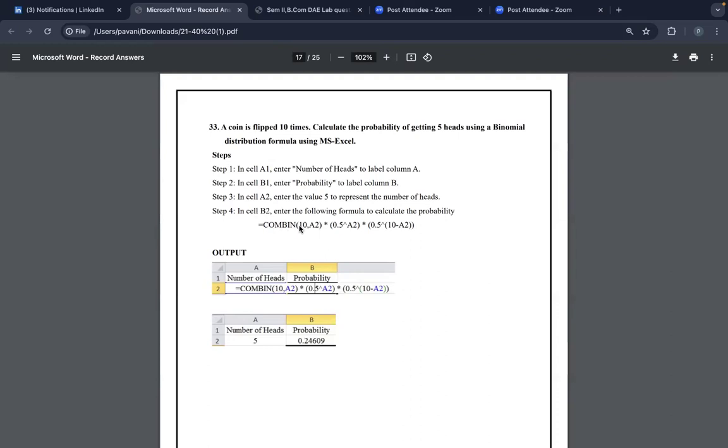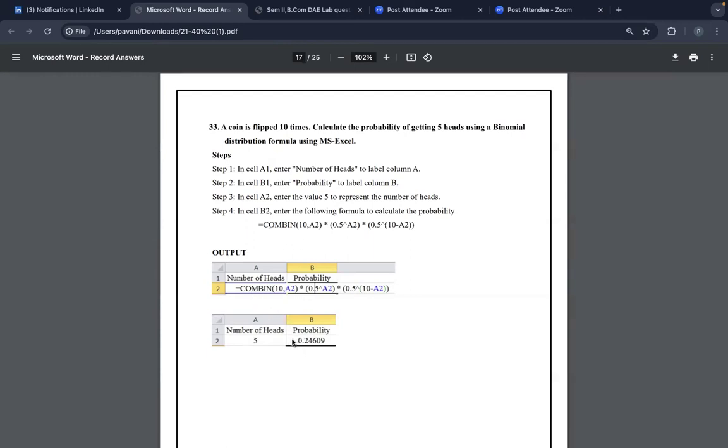So combination of 10 comma A2. A2 is nothing but how many heads you want to get. 5. In the A2 cell, I have kept 5. Can you see? In the Excel sheet, you will open. The first thing, you will write number of heads. What is the probability? How many heads you want? 5 heads you want. What is the probability? Here you have to write the formula. What is the formula here?